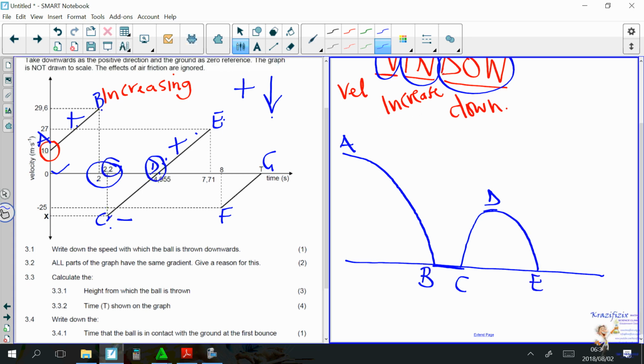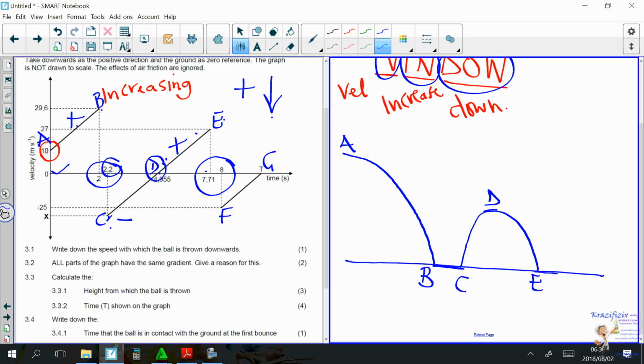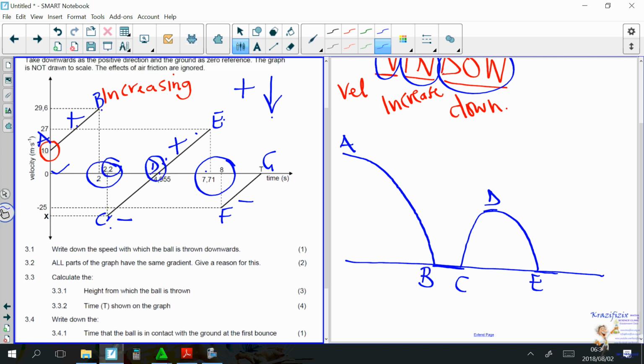E reaches the ground. Again, check. 7.71 seconds. And between 7.71 and 8, that's about 0.09 seconds. It spends a time again on the ground. All right. What do you notice about F? F is negative. Is that okay? Which means direction has changed. If down is positive, it means negative is what? It's going where? Upwards. And it gets to T, which is again velocity 0, maximum height.